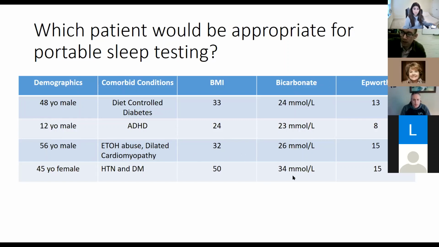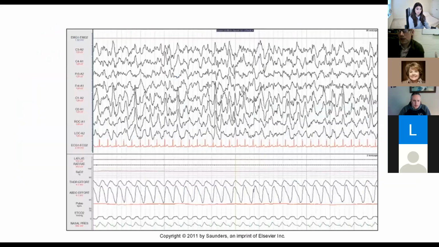And then this final patient, the 45-year-old female with hypertension and diabetes, is very obese and has an elevated bicarbonate. So she's at high risk for obesity hypoventilation syndrome. So again, that's where you actually retain CO2. So the recommendation would be she actually comes into the sleep center, and we may do transcutaneous CO2 monitoring on her during the study, and actually try and ventilate her as well as treat the apnea, depending on how she responds to therapy. So actually the patient who would be most appropriate for portable sleep testing would be the first one, the 48-year-old male who's sleepy.